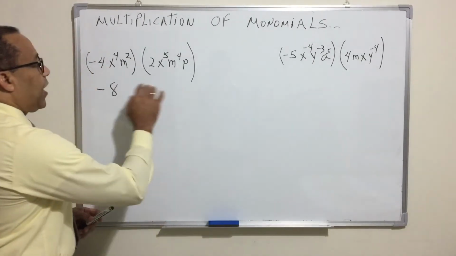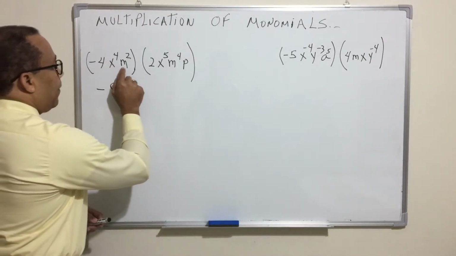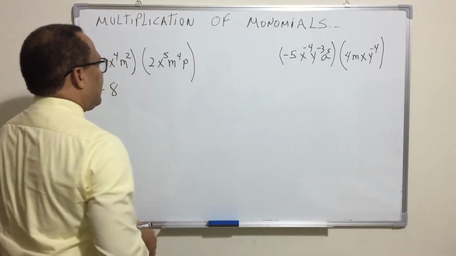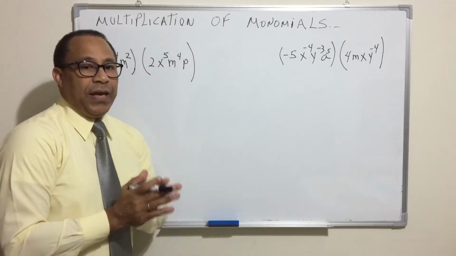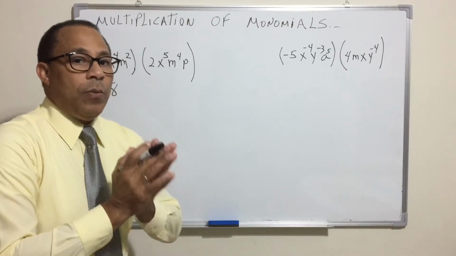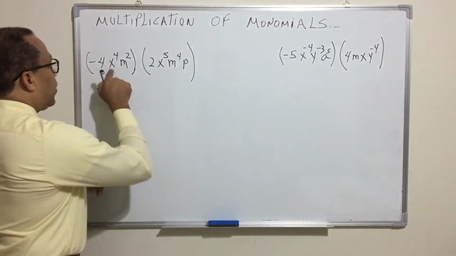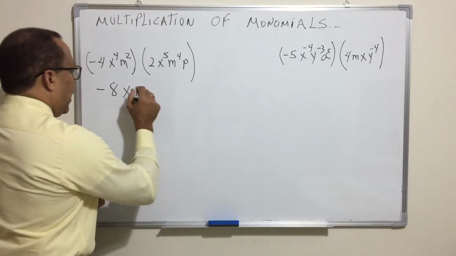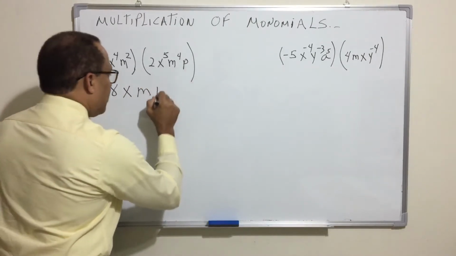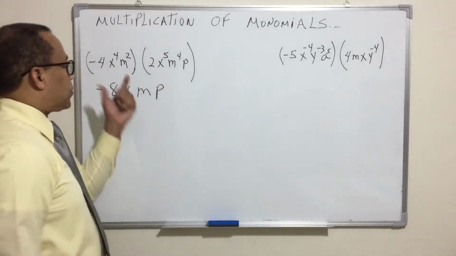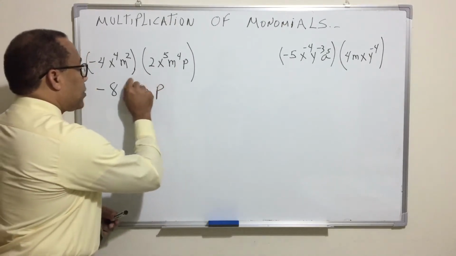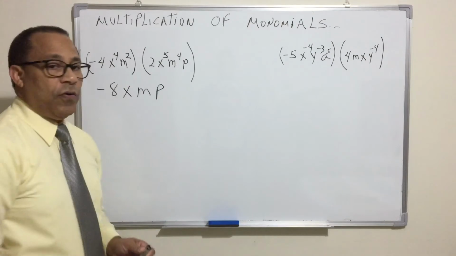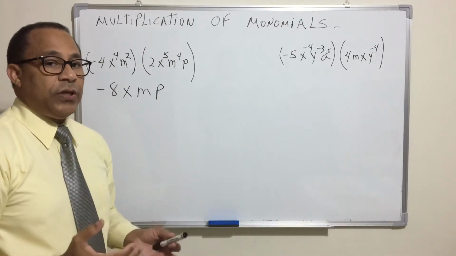And then we have the variables x m, x m p. Let me bring down the variables that will be elements of the new monomial. The variables are x, m, and p. We just copy all the letters. And now we are going to find the exponents for each one of the variables. How do we do this?